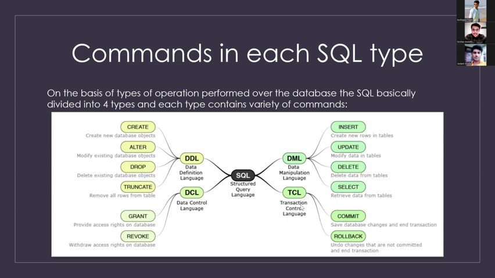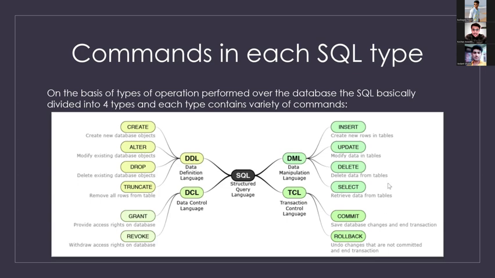Now next is the TCL command, transaction control language. It also consists of two commands, commit and rollback. Commit is to save database changes and end the transaction, and the last one is rollback, which undoes changes that are not committed and ends the transaction. We will cover all this in brief.